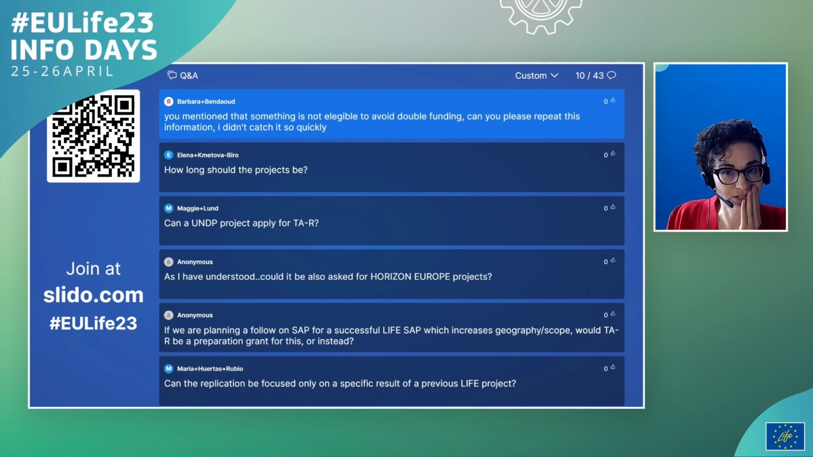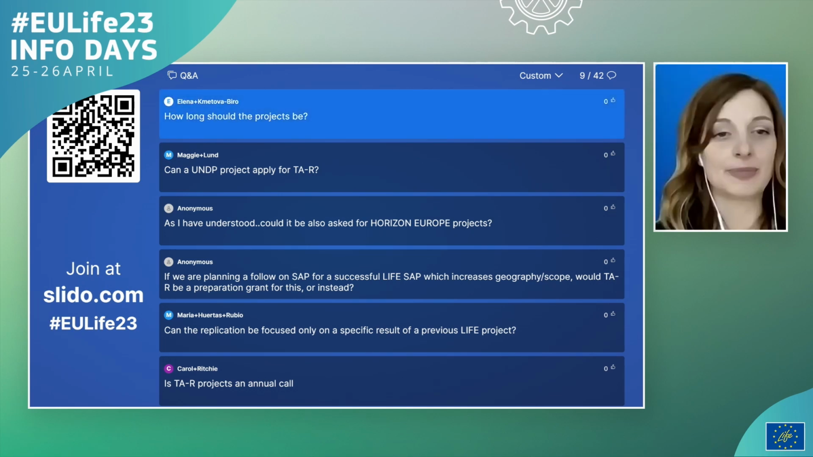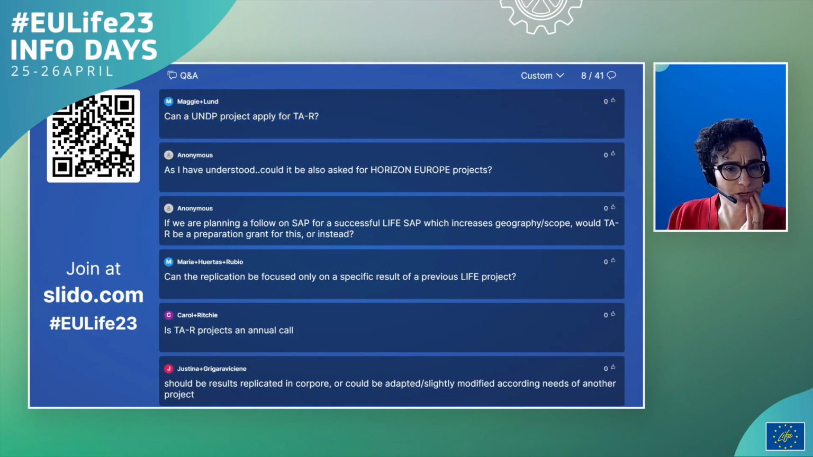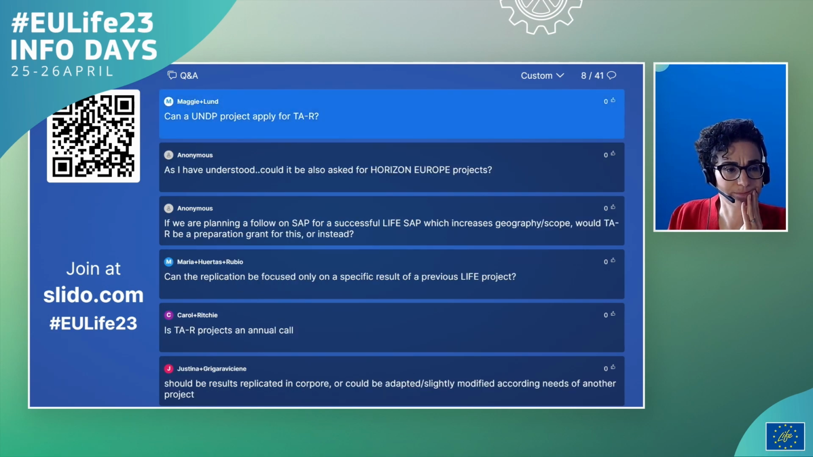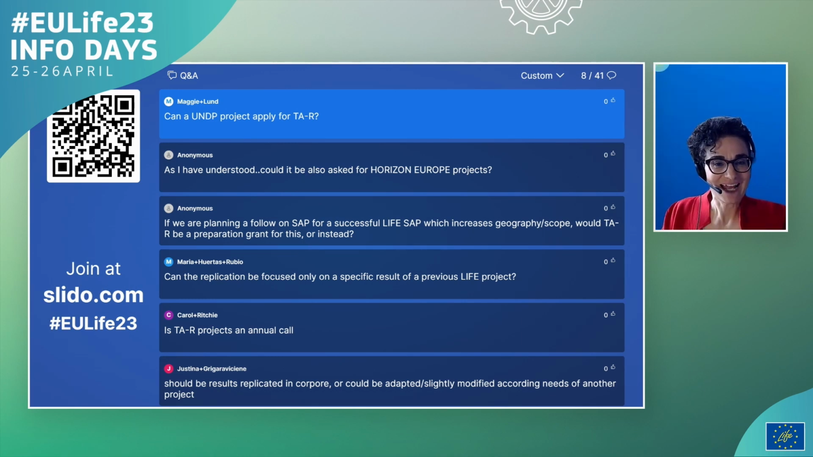Thank you very much, Anna, on this. So how long should the project be? Well, this depends, but the maximum duration is 5 years. Okay, thank you very much. And can a UNDP project apply for TAR? No. I think the answer is no. Big no on this one.